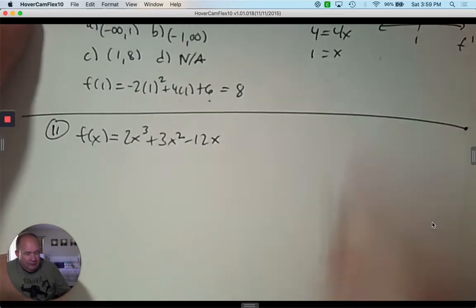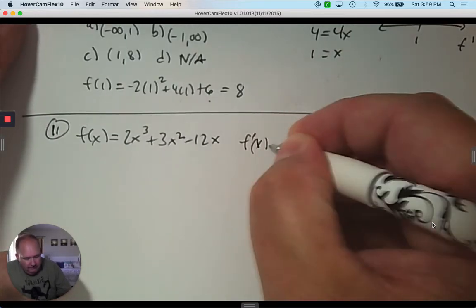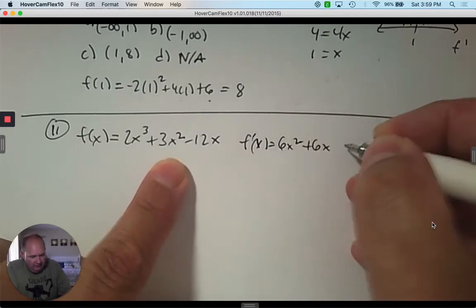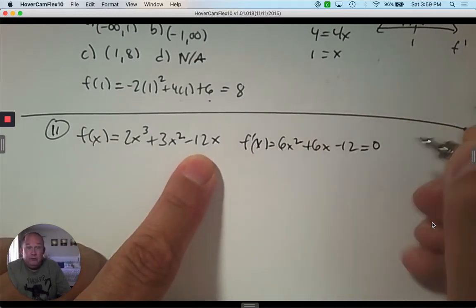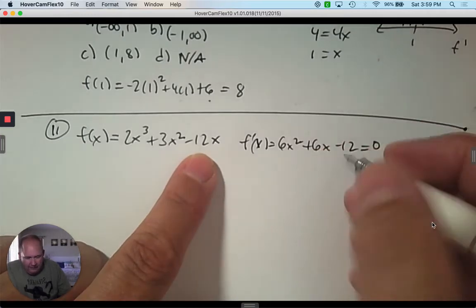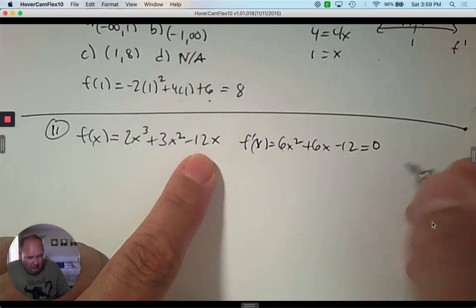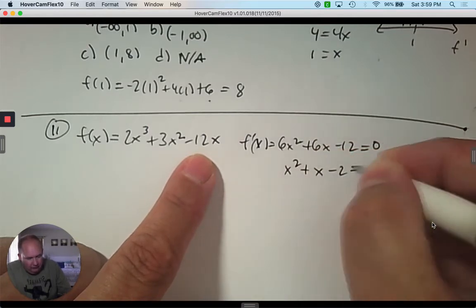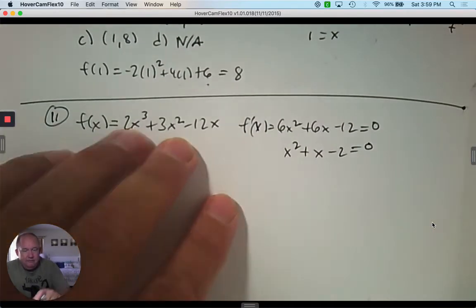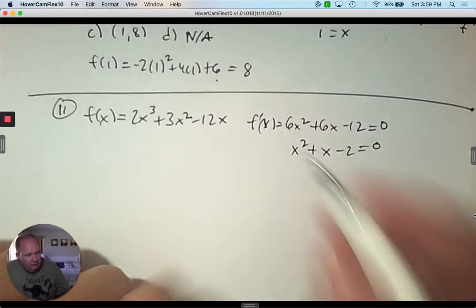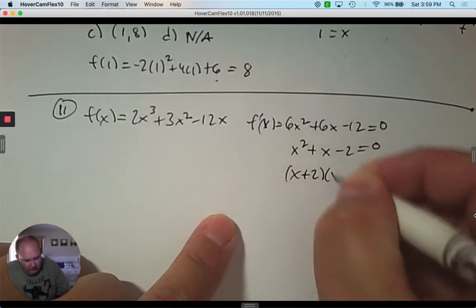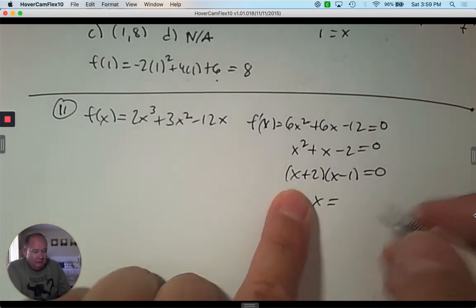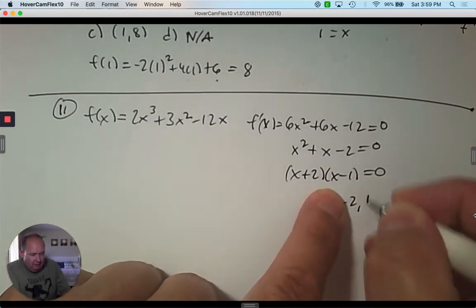So did you take the derivative? So the derivative here is 6x squared plus 6x minus 12. Make it equal to 0. Actually, I'm going to divide by 6 everywhere. So if I divide everything by 6, I get 1x squared, 1x, minus 2. And then I'm going to factor this. If I factor this, it's x plus 2, x minus 1. So the first factor gives you the answer negative 2, and the second one positive 1.